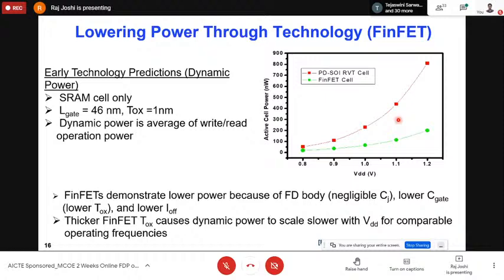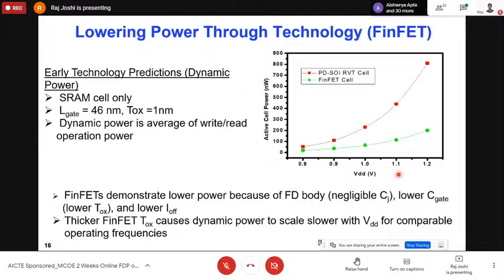Then there is what is called a FinFET. The technology evolved from bulk technology, then SOI, silicon on insulator, and then the FinFET. The FinFET is a tri-gate, which we'll talk about. And it shows that the active power using this technology can be much lower. You can see that graph, right? As a function of active cell power, as a function of VDD, you can get significant reduction.